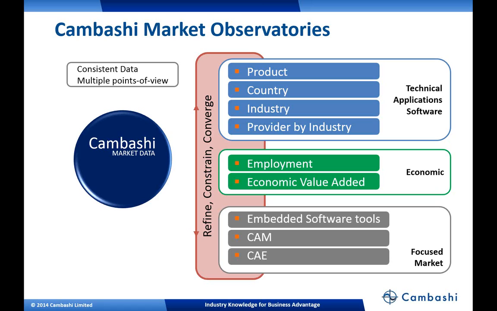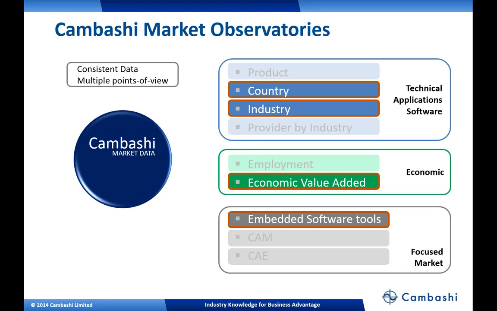The data comes from multiple sources, so we triangulate and improve the data using an iterative, refine, constrain, converge process, resulting in a consistent data view by product, by country, by industry, and for combinations of those.